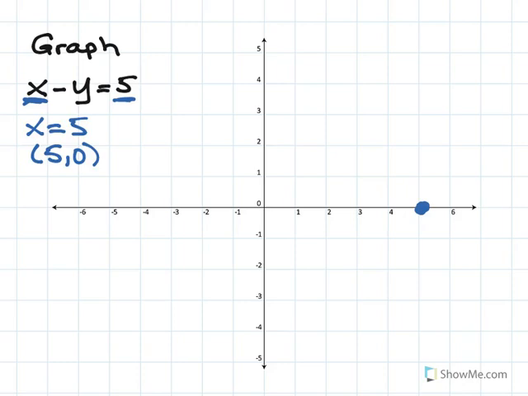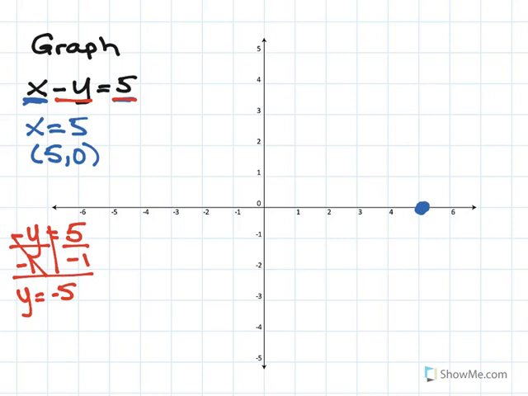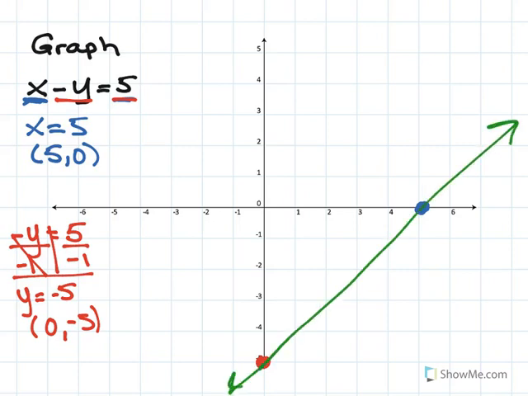And then for my y, I'm going to have negative y equals 5. Alright, so this one we actually do have to solve because I want to get rid of that negative. So what I'm really doing is dividing by negative 1. So we have y equals negative 5 when we divide. So my y-intercept is (0, negative 5). So I find negative 5, put my dot, and then I connect the two together to get my line.